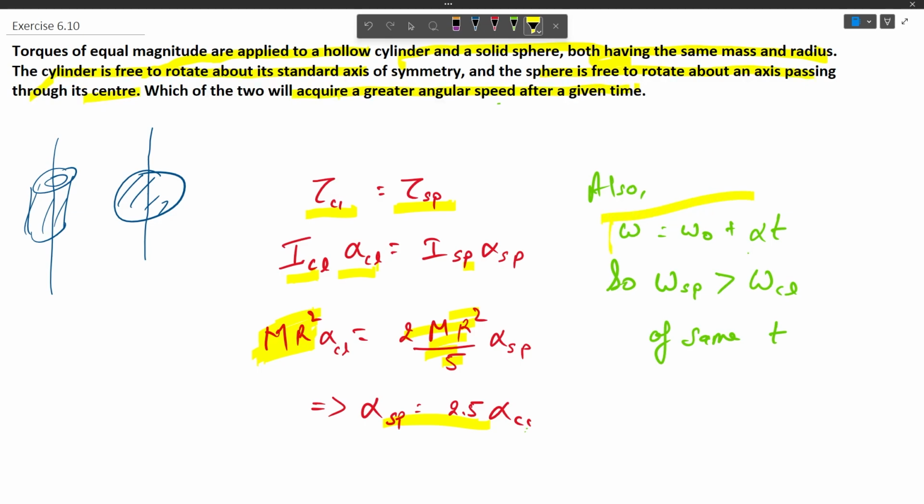because it is ruled by this relation: omega equals omega naught plus alpha t. Now omega of the sphere for the same time interval is always going to be greater than omega of the cylinder, or the angular speed of the cylinder.